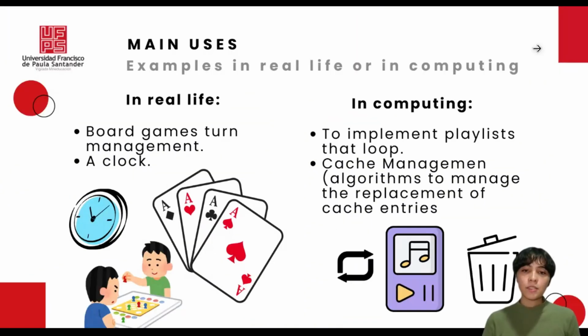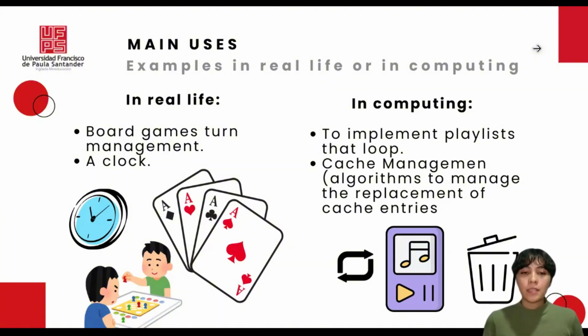Main uses, examples in real life or in computing. Let's move on to some real life and computing examples to see how this data structure can actually be applied. Board games. Imagine a game where players take turns one after another in a loop. A circular linked list is perfect for keeping track of whose turn comes next, automatically returning to the first player when the last one finishes. A clock is another simple example. After 12 comes 1 again. The hours form a natural circular pattern, just like a circular list.